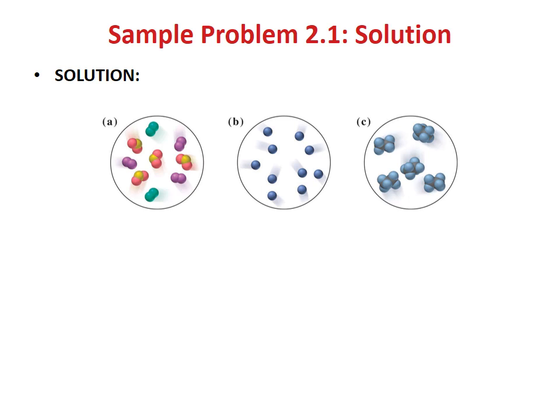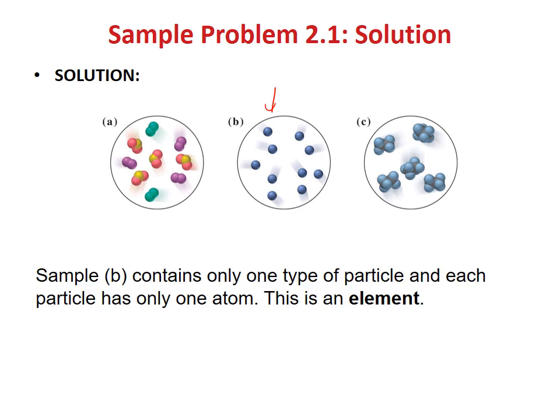Let's start with the simple ones. In B, we only see one type of particle. In fact, only one type of blue balls, and that represents atoms. So this is made of one type of atom. It's an element.